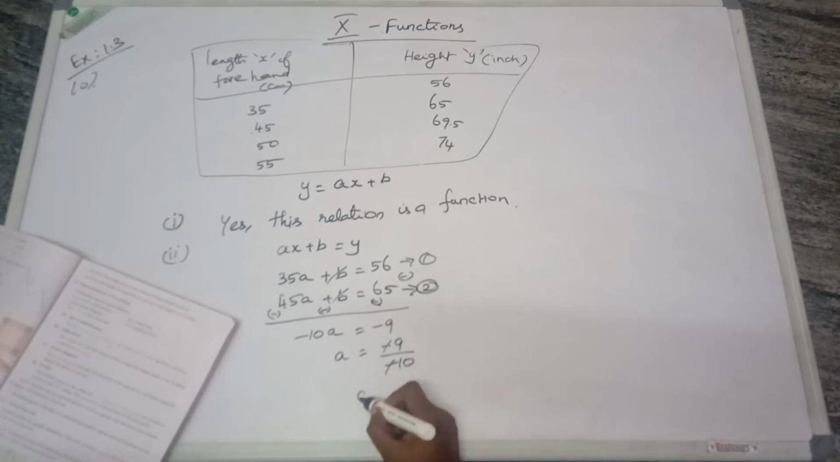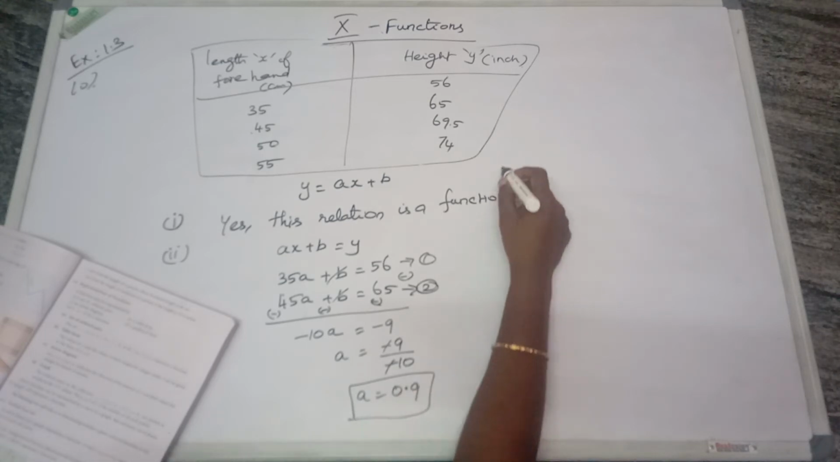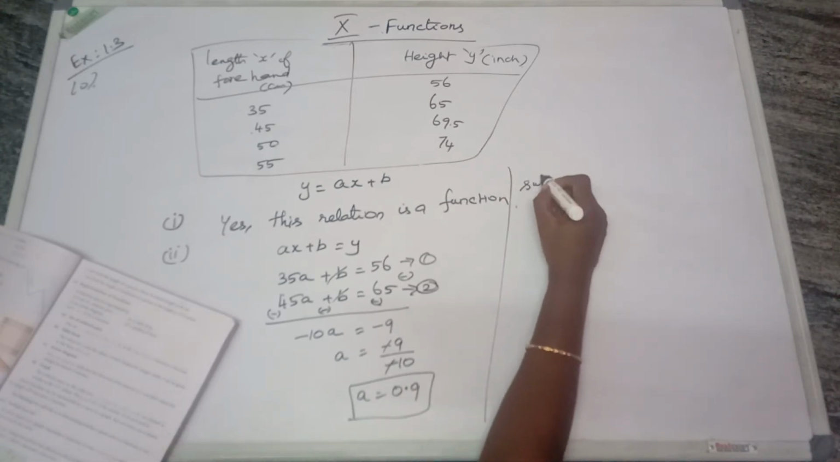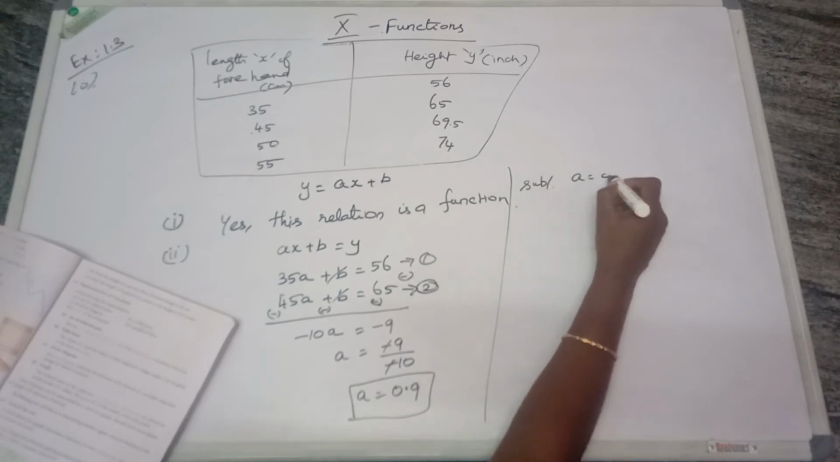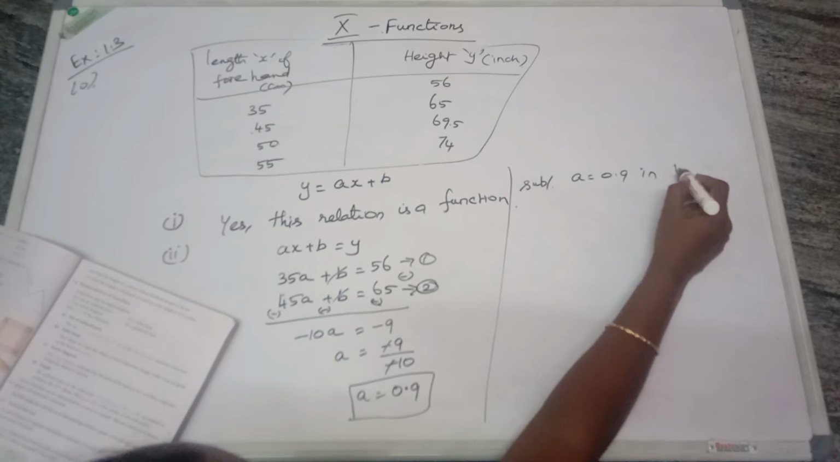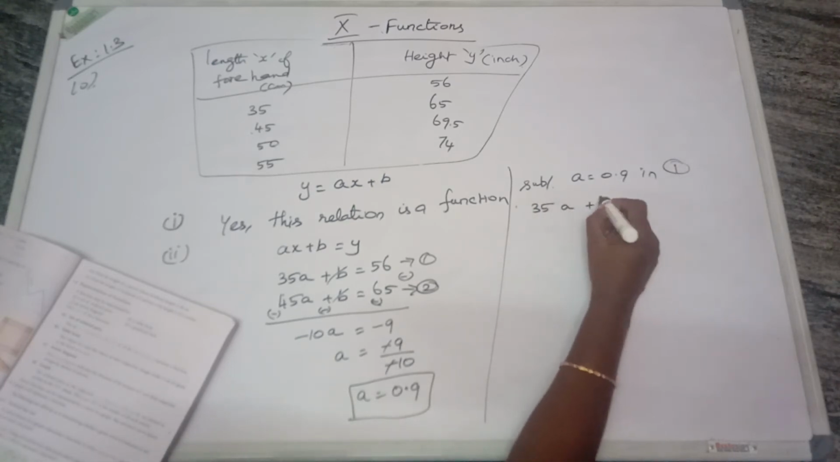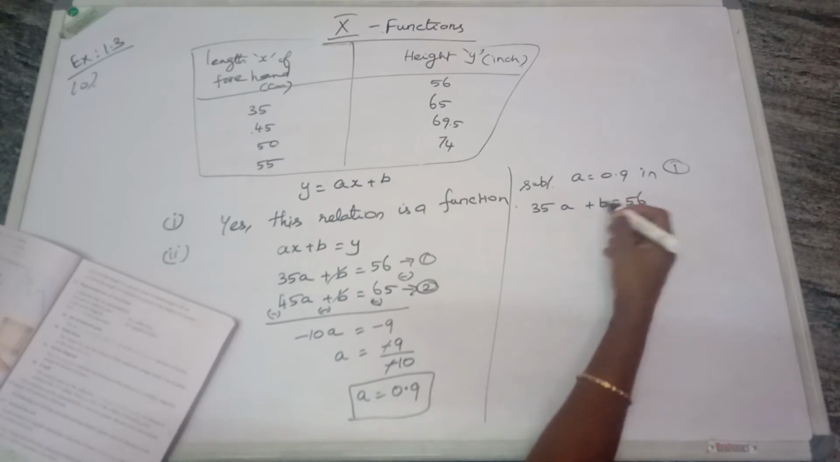9 by 10 we can write it as 0.9. So the value of a is 0.9. Now we have to substitute this. Substitute a equal to 0.9 in any one of these two equations. So I select the first equation, 35a plus b equal to 56. This is the first equation.